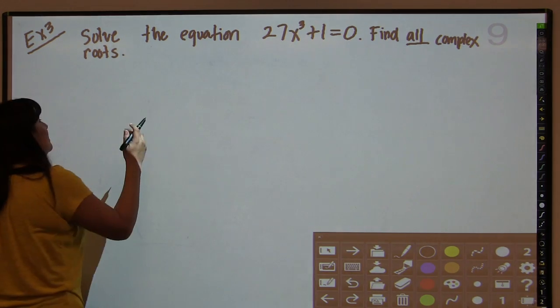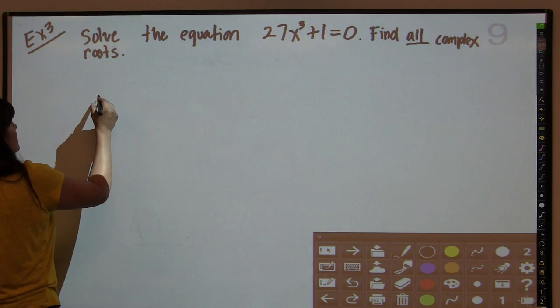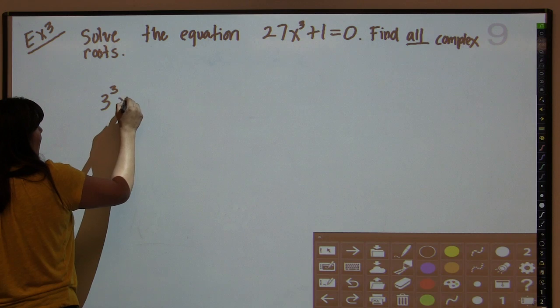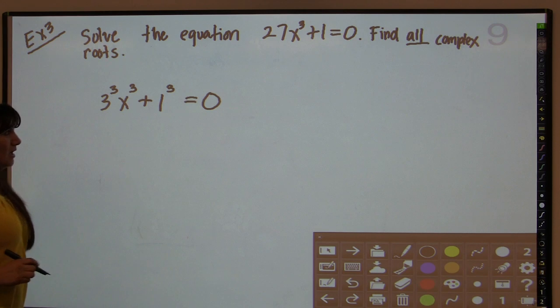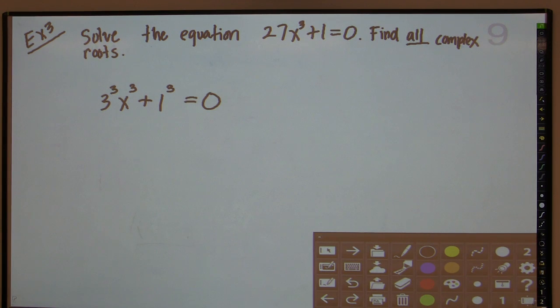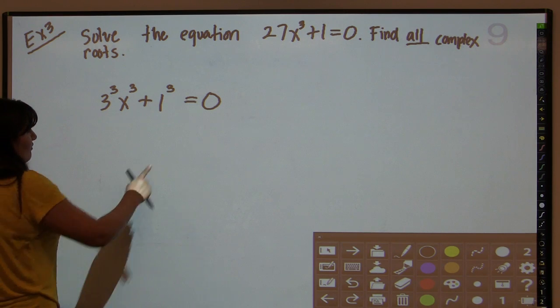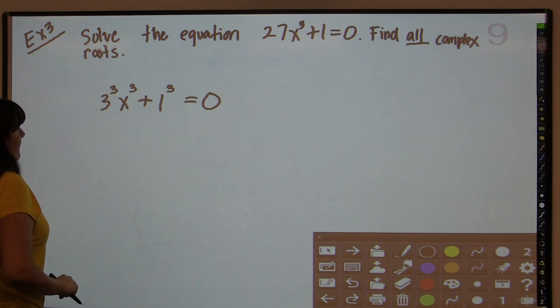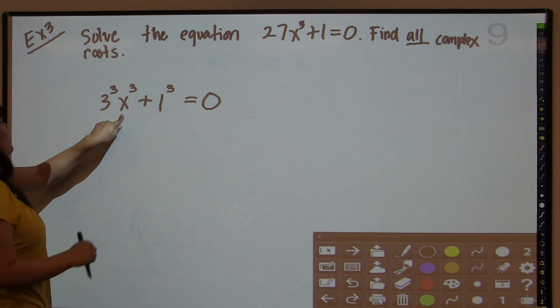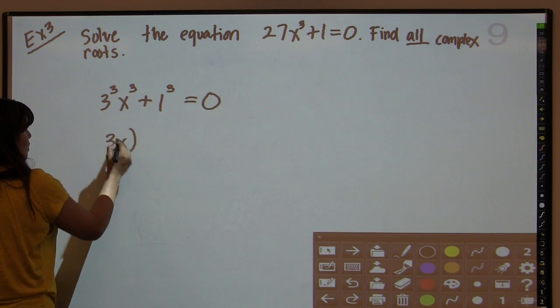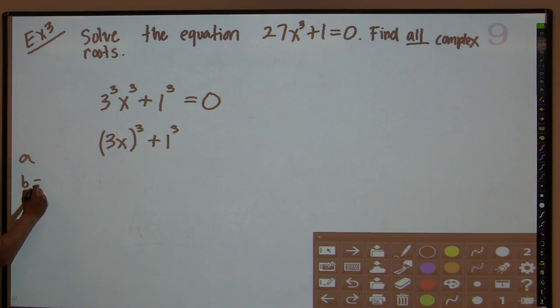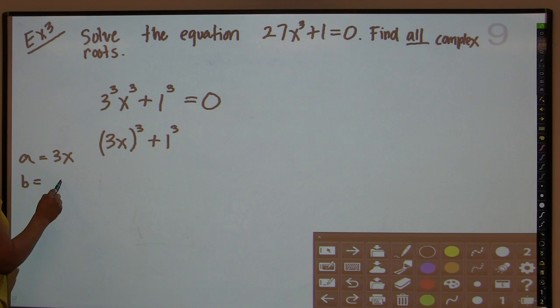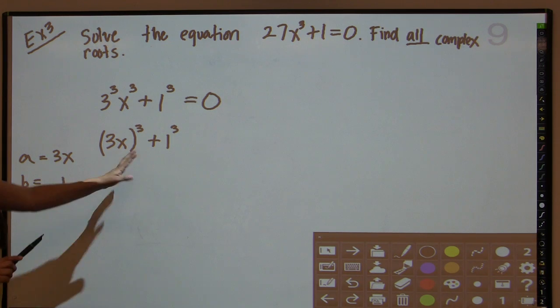So again, I will notice that 27 is 3 cubed. So I will write 3 cubed x cubed plus 1 cubed. 1 is one of those universal cubes. It's a cube. 1 cubed is 1, 1 squared is 1, 1 to the 5th power is 1. And I'll often forget to write the 1 as a cube, but there you go. When you have 2 cubes like this, it is helpful for you to write it as 3x quantity cubed, because now when I identify what A and B are, my A is actually 3x and not just the x. A lot of times students forget that, and B is 1. Again, I don't attach positive or negative to my B.